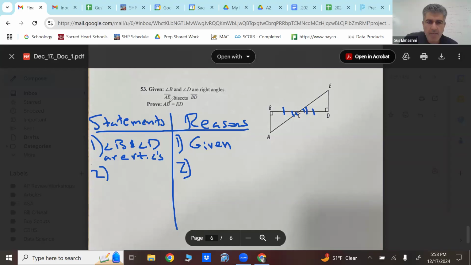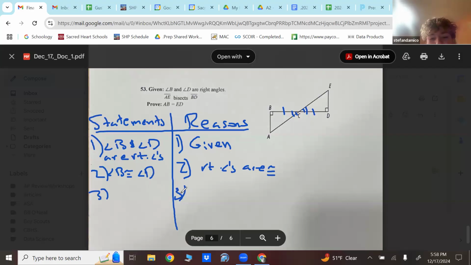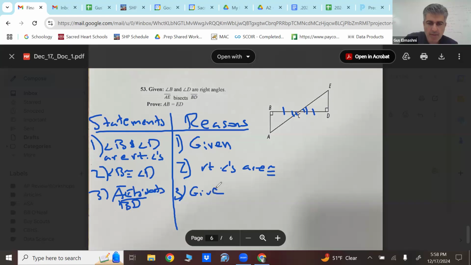And then I could say angle B equals angle D. And that's because right angles are congruent. We've seen that before, right? That's been good. We've had exposure to that. And you don't have to say the givens right away. Like I could then say AE bisects BD. That's given, of course, right?